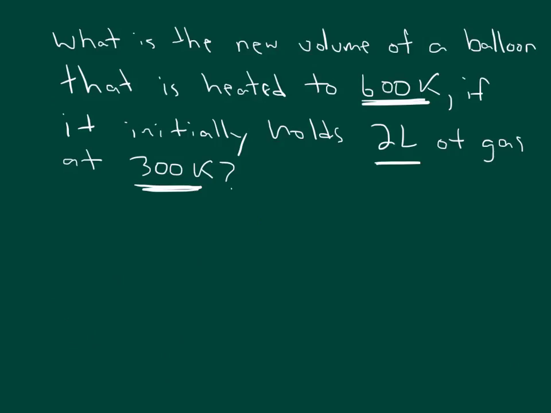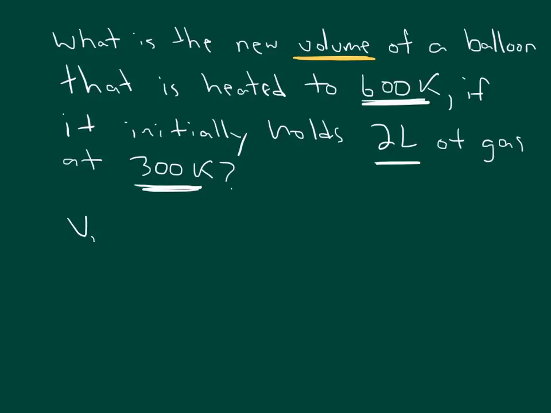So here's the most basic type of Charles' Law problem, but it says what is the new volume? So we know what they're asking for. They're asking for V2 of a balloon that is heated to 600 degrees Kelvin if it initially holds 2 liters of gas at 300 Kelvin. And again, when we do temperatures with these gas laws, we cannot use Celsius.